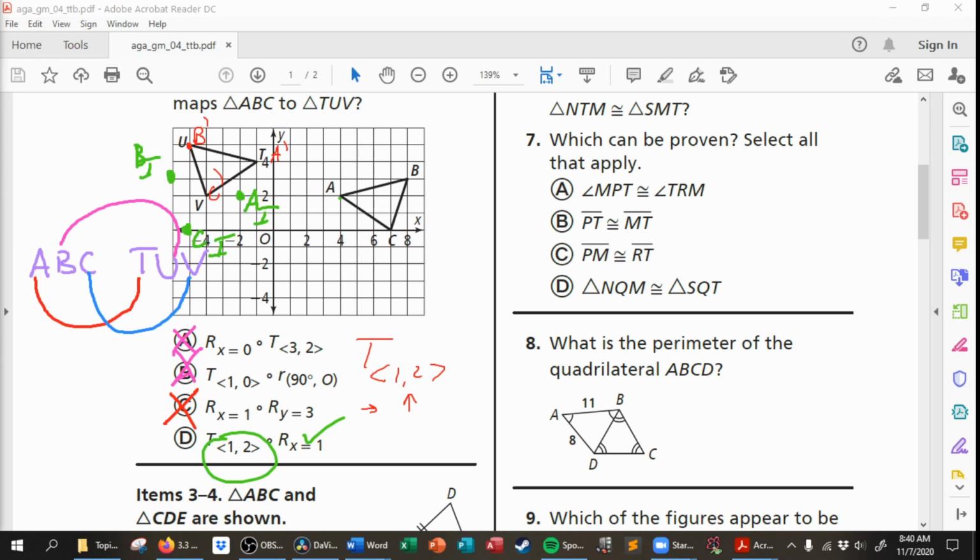All right. So, double check this. This is why I left it up. Is A prime where T is? Yes. Is B prime where U is? Yes. And is C prime where V is? Yes. So this is our correct answer.